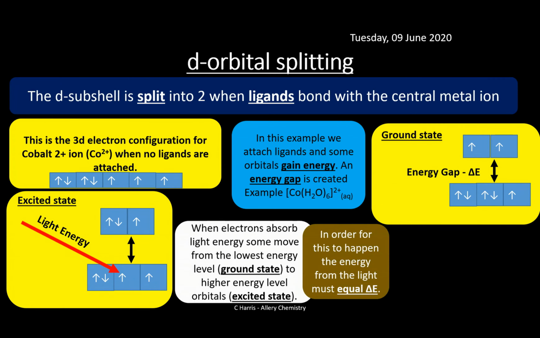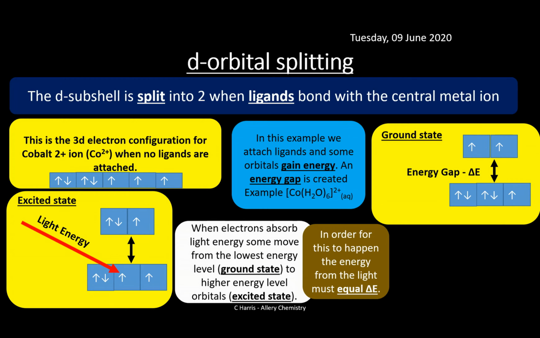So in order for this to happen, the energy from the light that we're introducing to this complex, that might be visible light, for example, a really classic example, that visible light has energy, but the light must equal delta E, which is that energy gap.